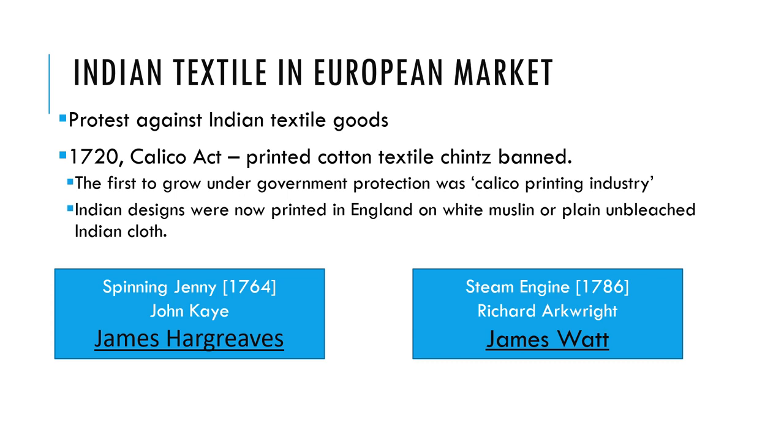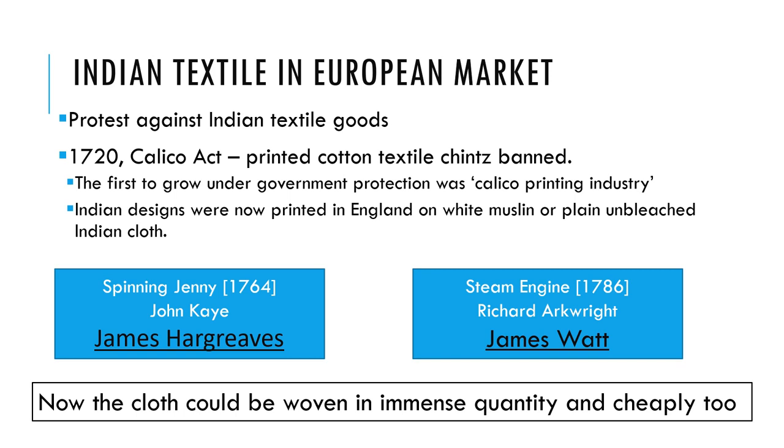Now, spinning jenny, which was actually invented by James Hargreaves, but it was introduced in textile industry by John Kay in 1764. And the second was the steam engine. This steam engine was actually invented by James Watt, but it was introduced by Richard Arkwright in 1786. Now, with the introduction of these machines in the textile industry, British produced clothes started being produced in large quantity, in mass quantity, in immense quantity, and they were cheap too. Then the Indian textile.